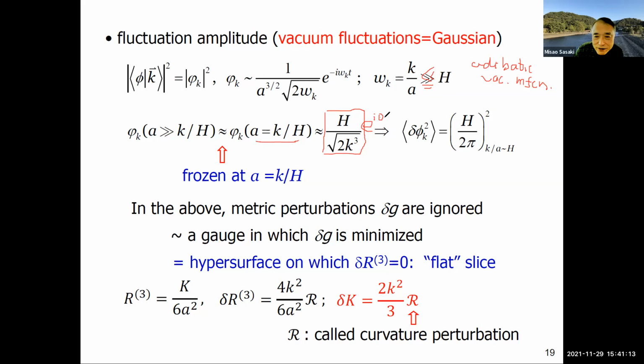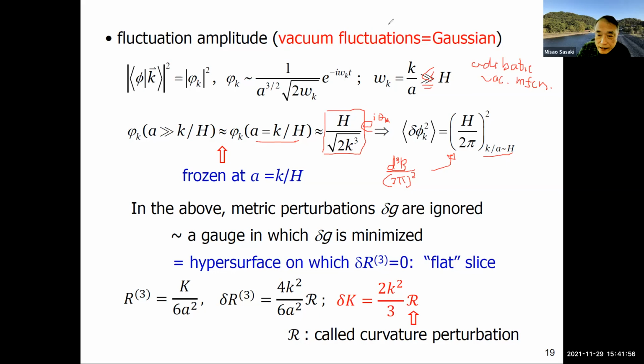But anyway, when you take the mean square value of this and multiply by the phase space volume, then you get the amplitude of delta phi squared to be of the order H over 2 pi at the time of the horizon crossing. And this will be frozen outside the horizon. So this is what happens.